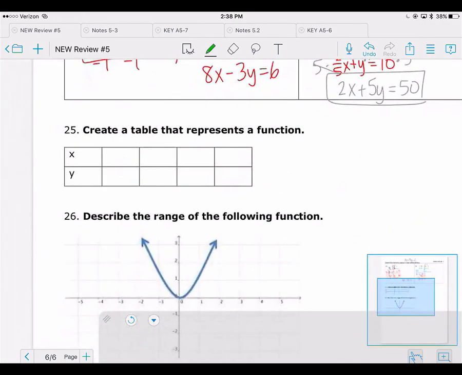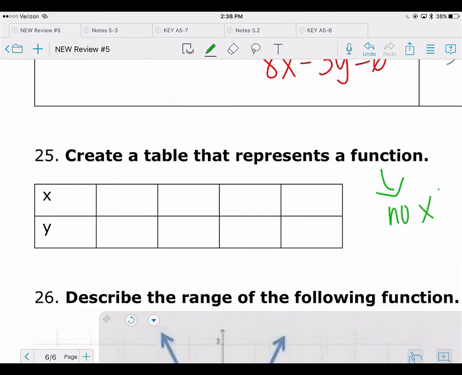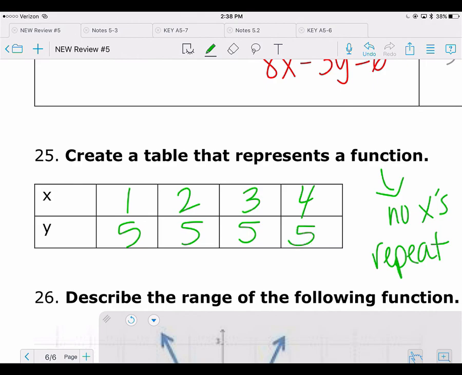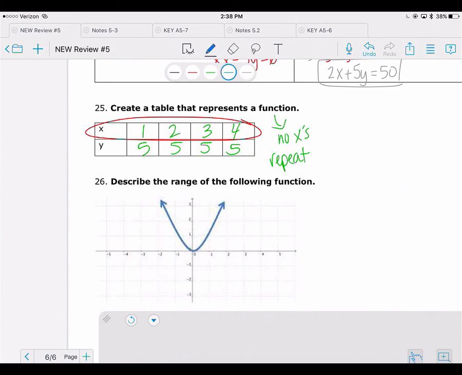We have two quick review problems where they ask us to create a table that represents a function. A function means no x's repeat. So as long as you make all your x's different, your y's could be the same thing every time. You can change them. You can do 5, 6, 7, 8. Doesn't matter. We are concerned with the x's.